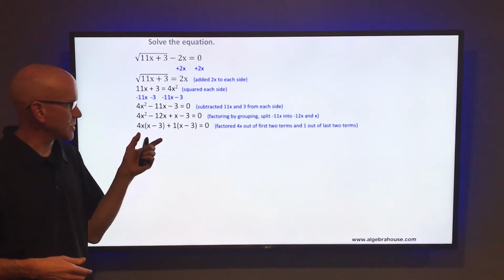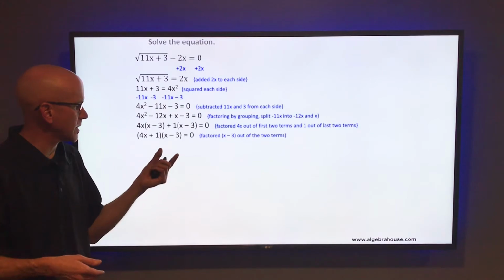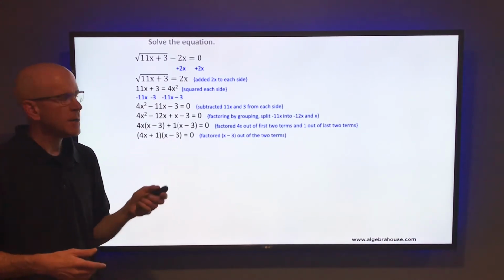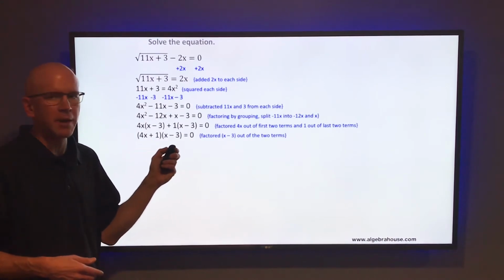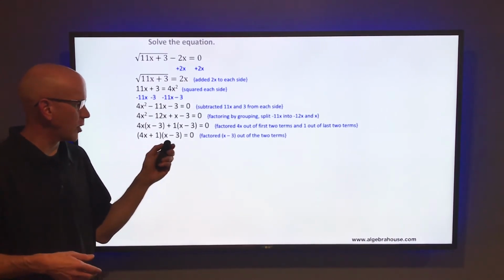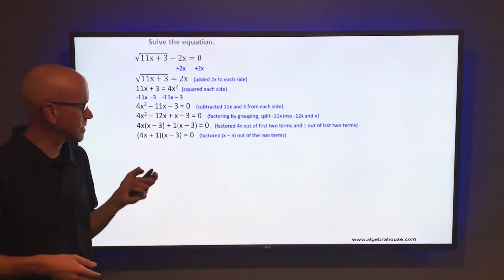So the next step is to take out what's in the parentheses. Factor out that x minus 3. So if you take that x minus 3 out, you're going to be left with that 4x plus 1. So that factors into these two binomials, 4x plus 1 times x minus 3. So those two multiply together to equal 0. That means either one of those could be 0. So set each one equal to 0.